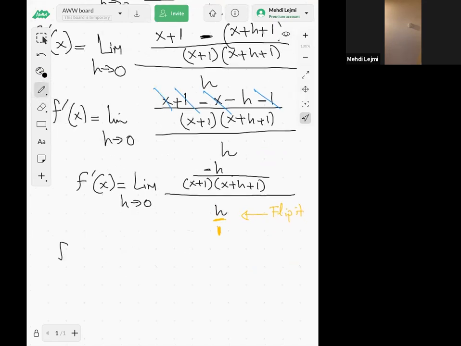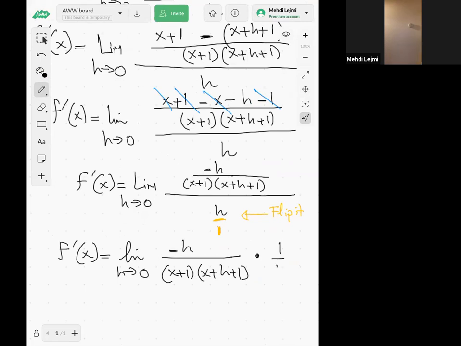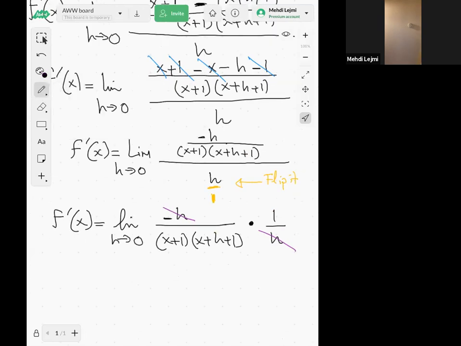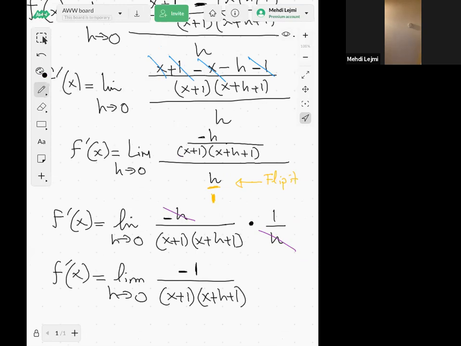So f prime of x would be the limit as h goes to 0 of minus h over x plus 1 times x plus h plus 1, times, when you flip the h over 1, 1 over h. Now guys, there's h in the top and h in the bottom, so this h cancels out this h. We are left with negative 1 in the top, over x plus 1 times x plus h plus 1. Now we are done with the simplification.